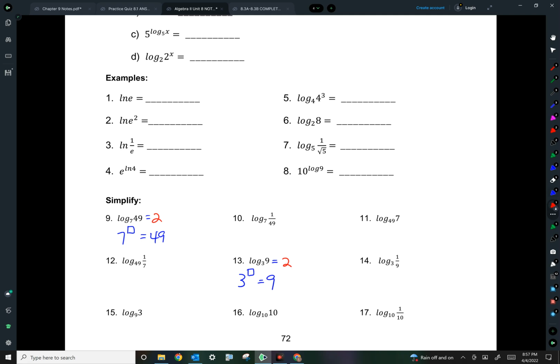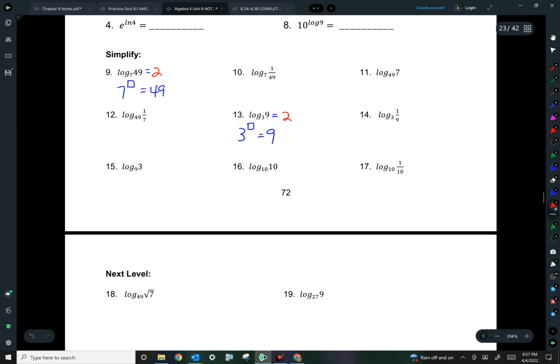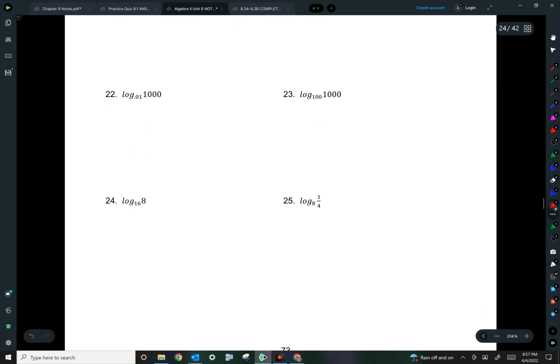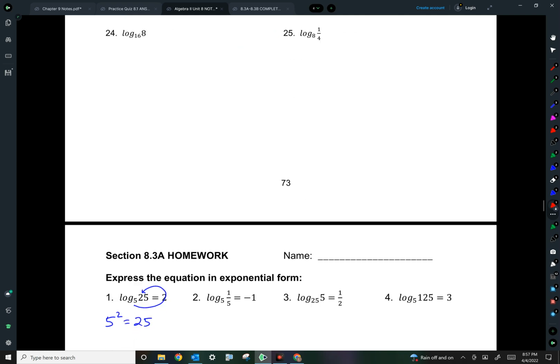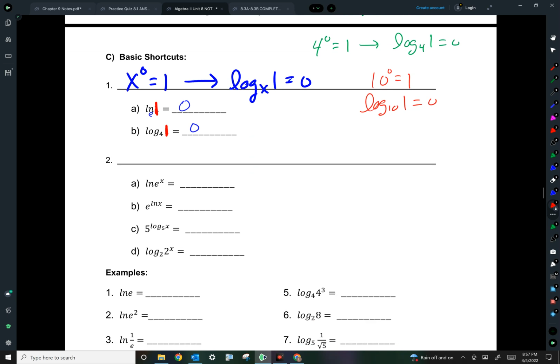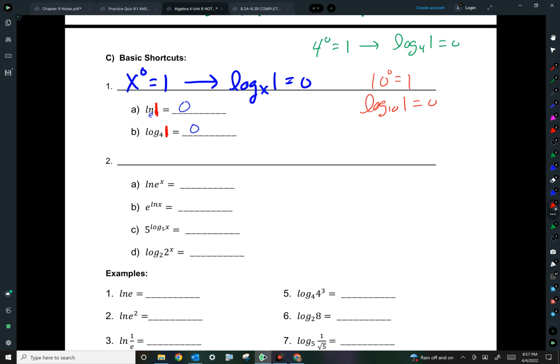Okay. Some of them aren't as obvious. Let me see if I can find another one that's obvious. That's it for my obvious ones. What if it isn't so obvious? Then one thing we can think about is to look for the same base.